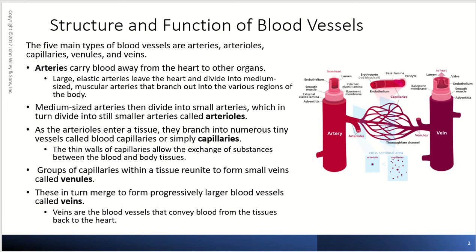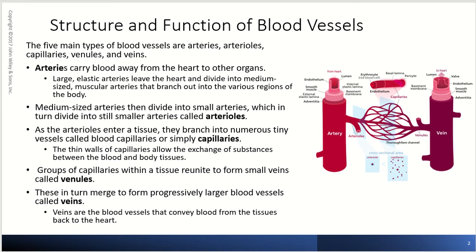At that point, these medium-sized arteries are then going to divide further into smaller arteries, which are in turn going to divide into even smaller arteries, which are called arterioles. As these arterioles enter a tissue, they're going to branch into many tiny vessels, and these are called blood capillaries, or just plain old capillaries. The thin walls of these capillaries are excellent for allowing the exchange of various substances like oxygen and nutrients between the blood and the body tissue.